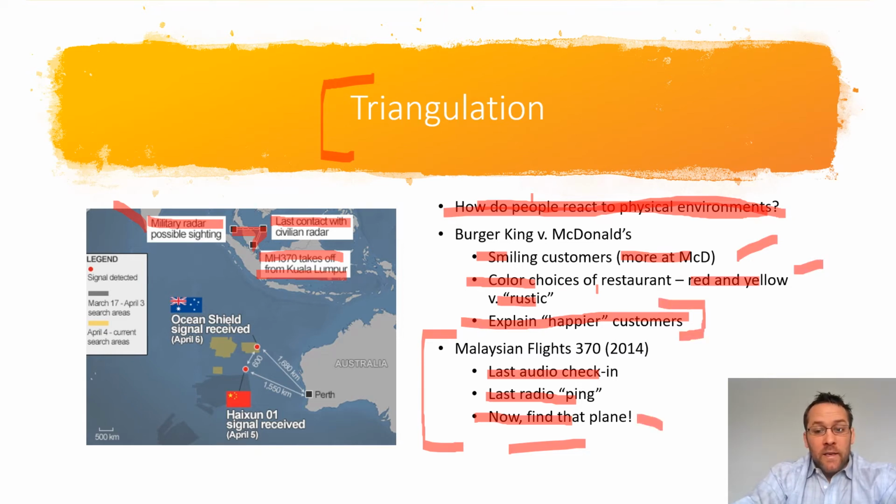We don't know where the plane is. We do know where it last checked in. We do know the last ping, and now we're trying to find this third point of data, right? That's what triangulation is. Take all the pieces of data you know, put them on a map, and then try to figure out what's that last piece of data, all right?